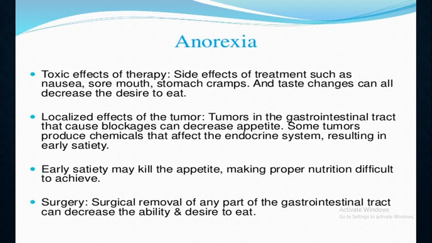Some tumors produce chemicals that affect the endocrine system, resulting in early satiety. What is early satiety? When you take a little amount of food, you feel that the stomach is full. That is called early satiety. Very early you feel that you are full, right? Early satiety may kill the appetite, making proper nutrition difficult to achieve. Then anorexia could happen due to surgeries. Surgical removal of any part of the GI tract can decrease the ability and desire to eat, right?